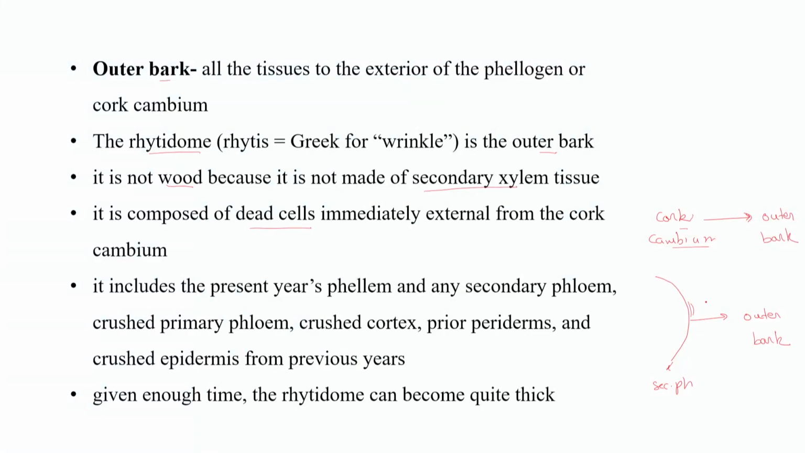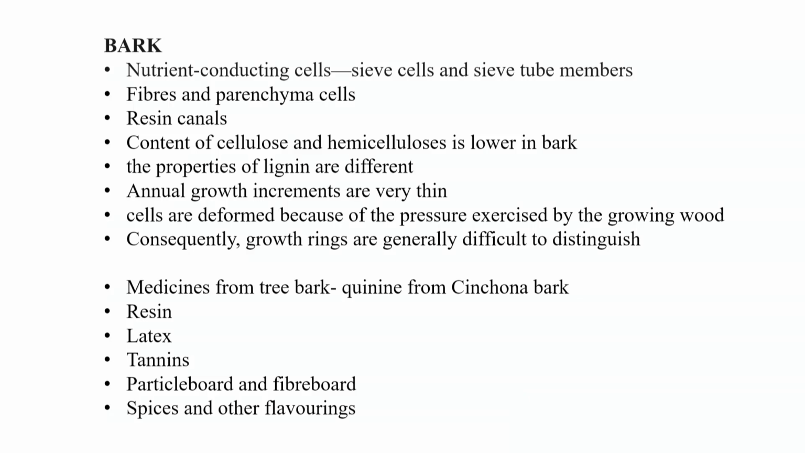So their increase in diameter is less, but depending on the age of the plant, they will become quite thick. Now this bark contains a lot of living components. They contain sieve cells and sieve tubes as components of phloem. They contain fibers and parenchyma, which are there in the cortex, and they have all been converted into bark now. Resin canals, then cellulose, hemicellulose are also present. They contain lignin, because of all these cells that are present. So they have now been converted into bark.